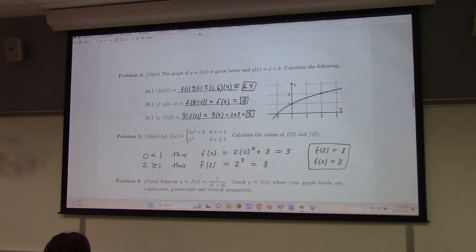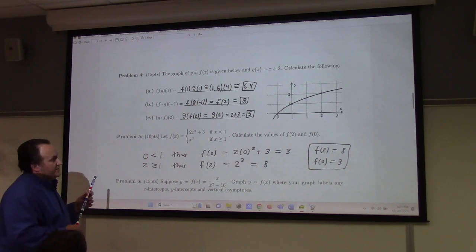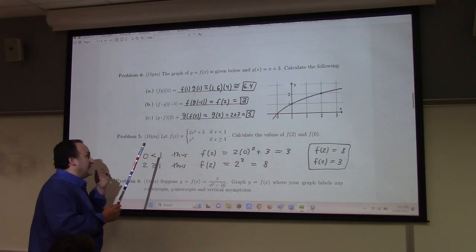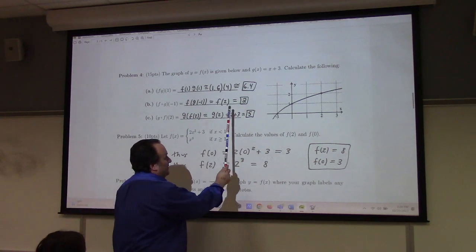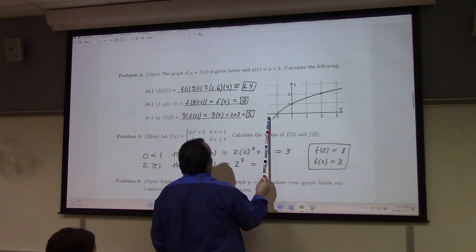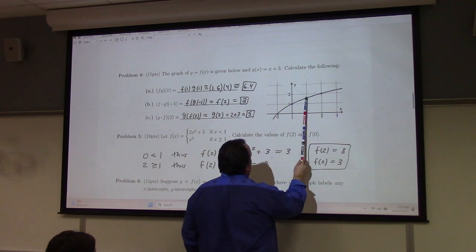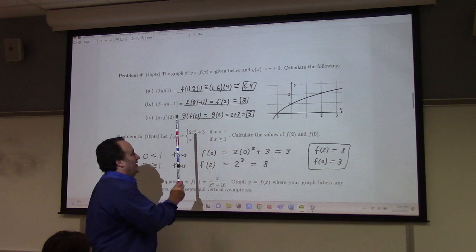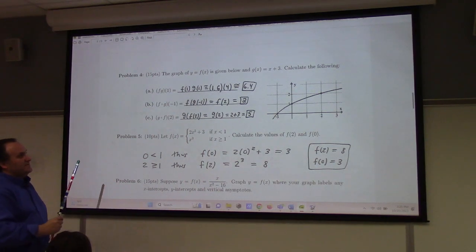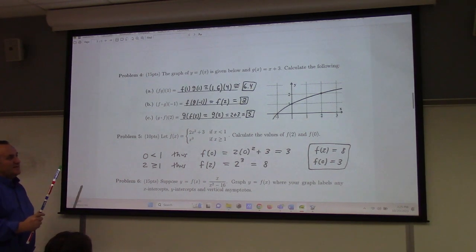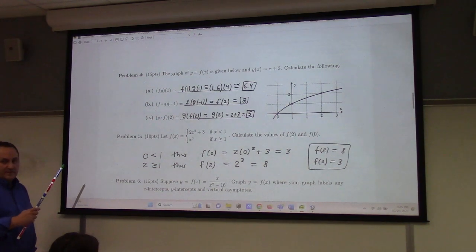Problem 4 got a lot of people last semester in the spring. This took points from some people for various reasons. Now, this one is a little bit unfriendly because f of 1 doesn't line up anywhere nice. This is the graph of f here, so f of 1 is there-ish. So I put 1.6. Now, I try to make things work out so they're not ugly like that, but sometimes it happens. If it happens, you just do your best, all right?